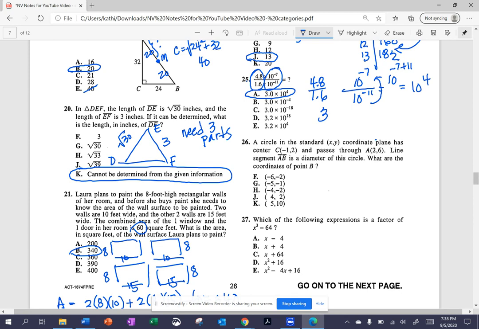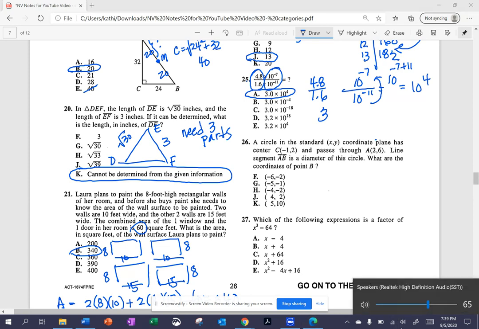Number 26. A circle in the standard xy coordinate plane has center C, negative 1, 2, and passes through A, 2, 6. Line segment AB is a diameter of the circle. What are the coordinates of point B?